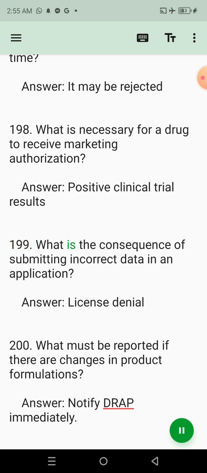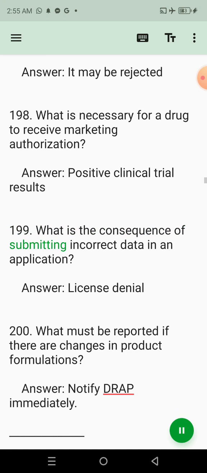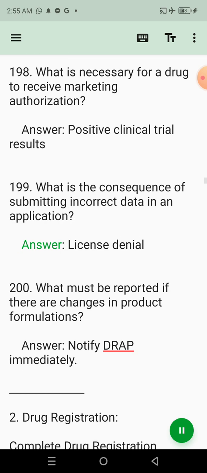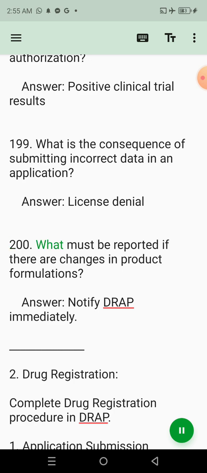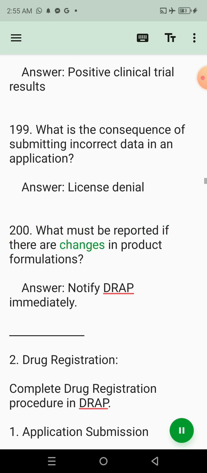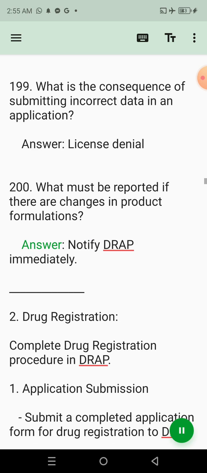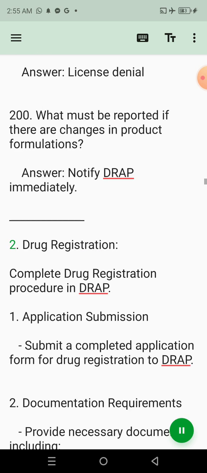199. What is the consequence of submitting incorrect data in an application? Answer: license denial. 200. What must be reported if there are changes in product formulations? Answer: notify DRAP immediately.